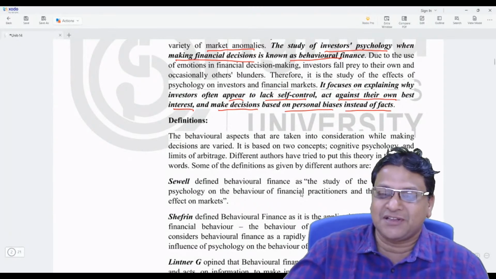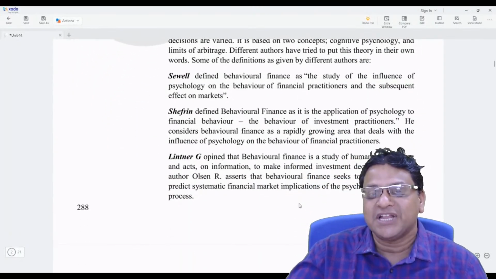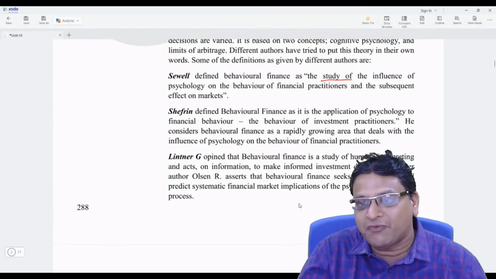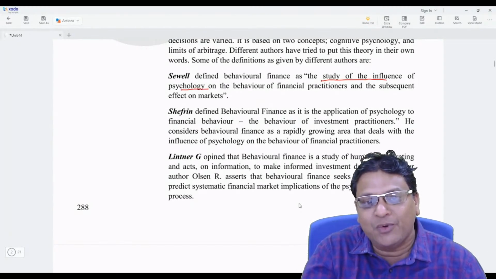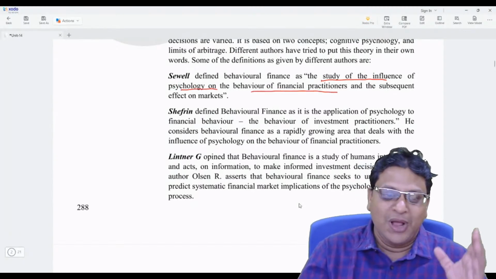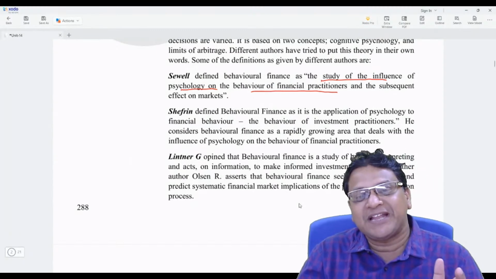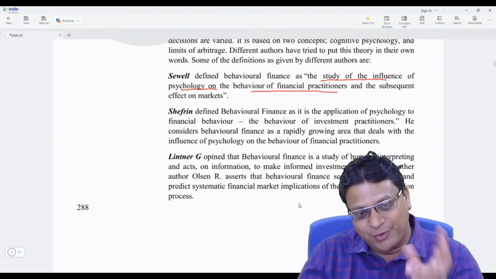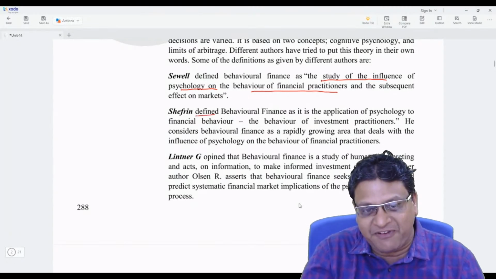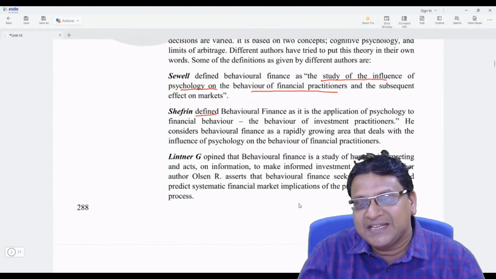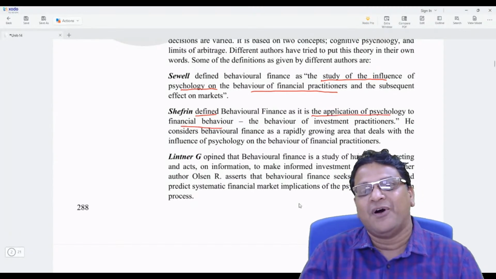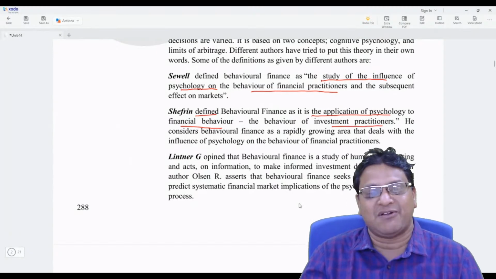So what is the definition of behavioral finance? I have told that Shefrin has defined behavioral finance as the study of the influence of psychology on the behavior of financial practitioners. So I have already told behavioral finance is a combination of psychological theories and financial markets. So Shefrin defined behavioral finance as the application of psychology to the financial behavior of investment practitioners.